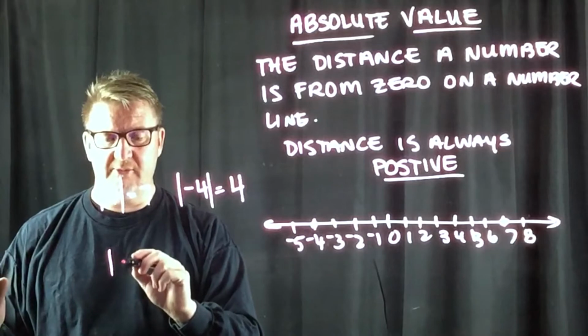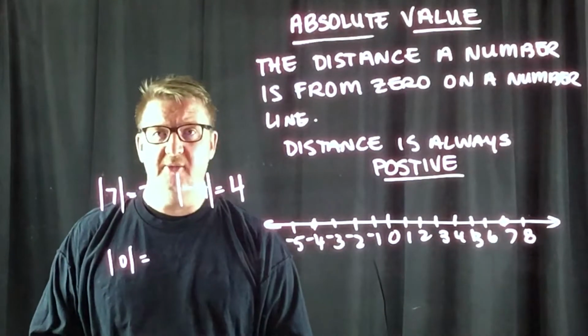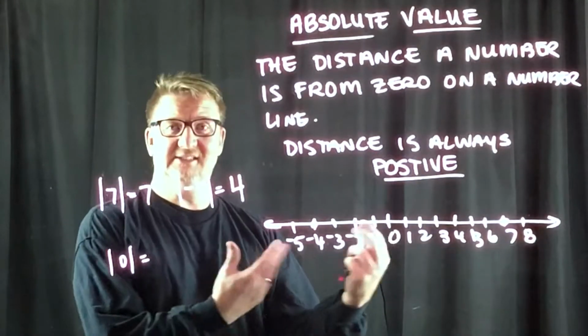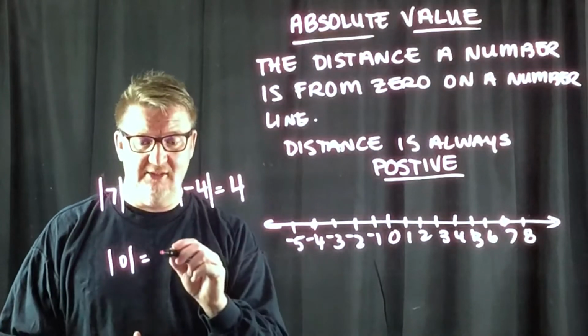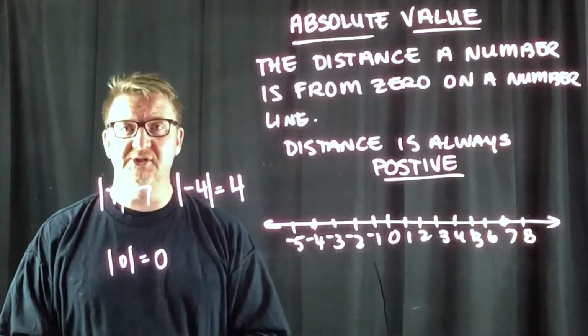All right, let's look at one. I'm going to try to trick you here. What's the absolute value of 0? Well, we go to the number line. We count how many places 0 is from itself. Well, it's not anywhere from itself, so it's 0, okay? Absolute value of 0 is 0.